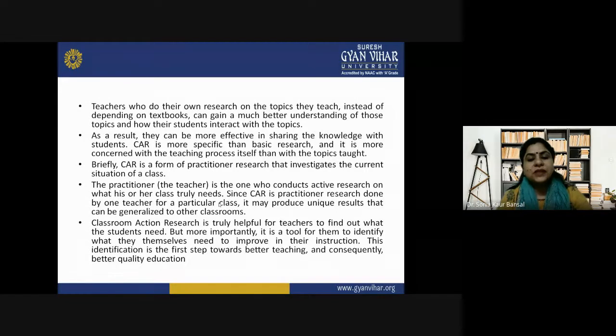Classroom action research is truly helpful for teachers to find out what the students need. But more importantly, it is a tool for them to identify what they themselves need to improve in their instruction. This identification is the first step towards better teaching, students. Identify the problem, and consequently better quality education. If you are successful in identifying your problem, then it would be a good idea to enhance the quality of education among your students. So identifying problems is a must, and it is really a good tool in the hands of teachers when the teacher is proceeding with classroom action research.